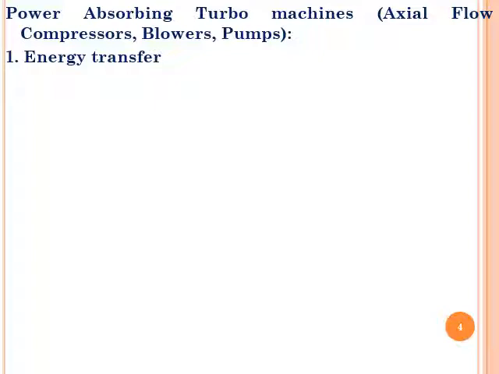That means the inlet as well as the exit of the fluid take place along the same axis of the shaft. For that reason, U1 is equal to U2. Now I am going to derive the very first expression for this condition for a power absorbing turbo machine, that is, the energy transfer.